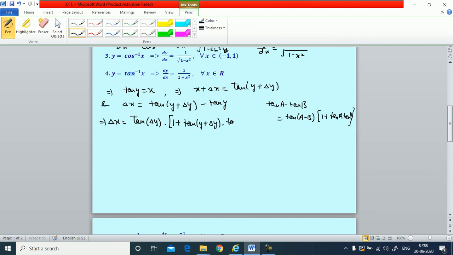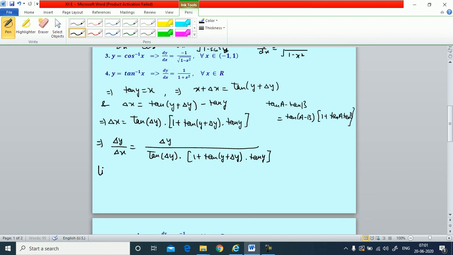tan of y plus delta y into tan y. Now dividing both the sides by delta y and then taking their reciprocal, let me do it in one step. If I write it as delta y over delta x, this will become delta y over tan delta y into 1 over 1 plus tan of y plus delta y into tan y. Now apply limit on both the sides. That delta x is very, very small. So it is approaching 0.